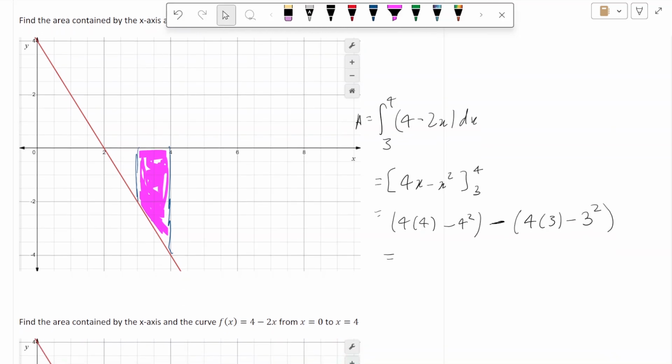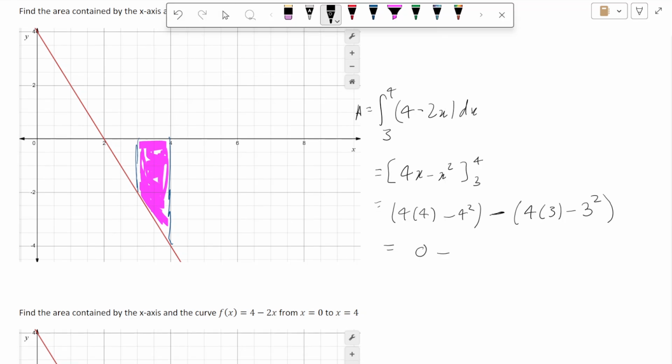So 4 lots of 4 take 4 squared is actually 0, conveniently. And then 4 lots of 3, so that's 12, and then 3 squared is 9. So this becomes 0, take 3. So the area is -3 square units.